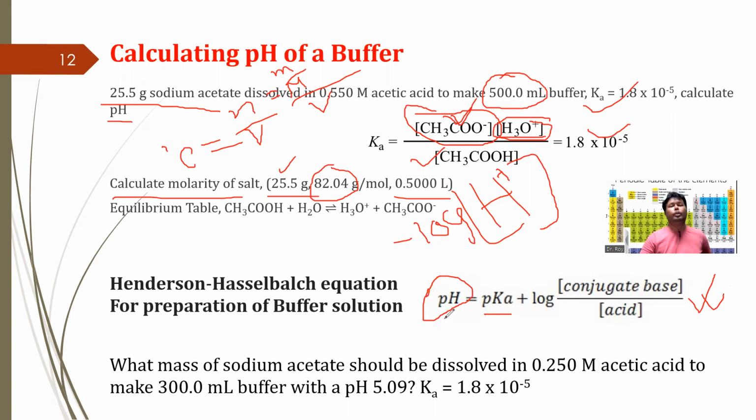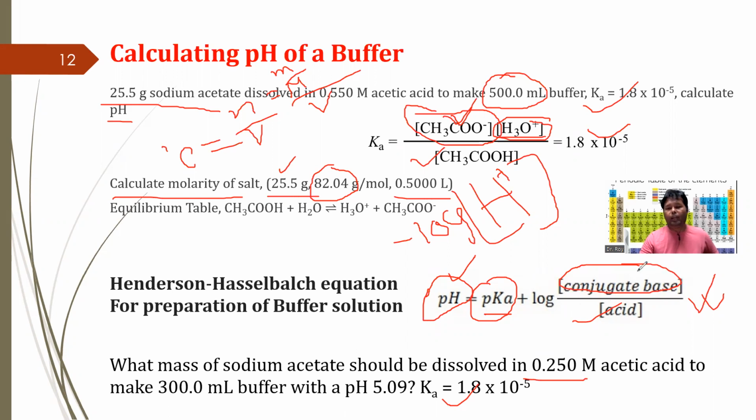If we want to prepare a buffer solution at a certain pH, then we can use this type of equation. What mass of sodium acetate should be dissolved in 0.25 mole of acetic acid to make 300 milliliter of buffer with a pH of 5.09? We have the value of pH, we have the value of Ka, that means we can find out the value of pKa. The acetic acid amount, 0.25 mole, is given here, and then you have to find out the concentration of base, that means what mass of sodium acetate.